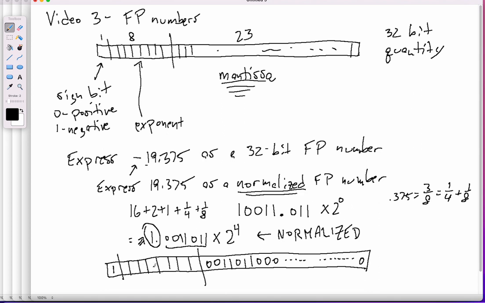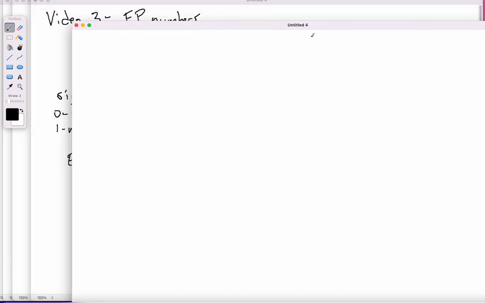So the tricky part now is how do I express the exponent? And here's what I want you all to remember. If I have 8 bits available to me here, 1, 2, 3, 4, 5, 6, 7, and 8, this is 8 bits.